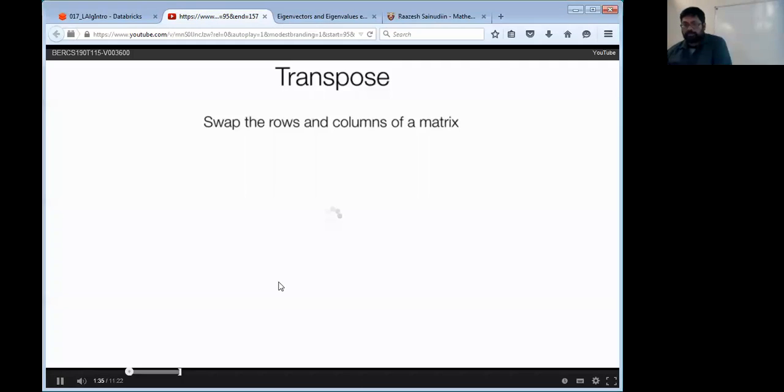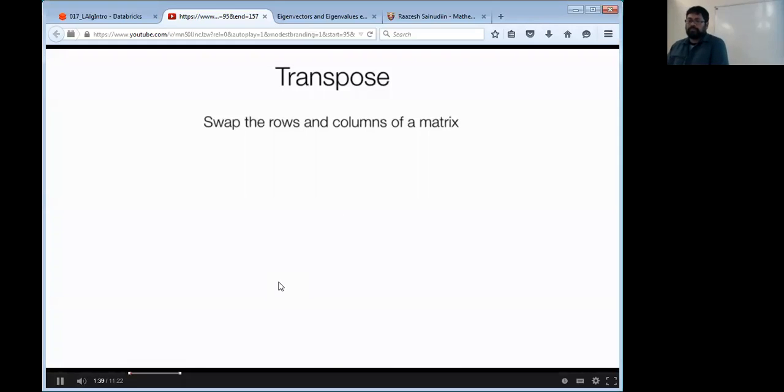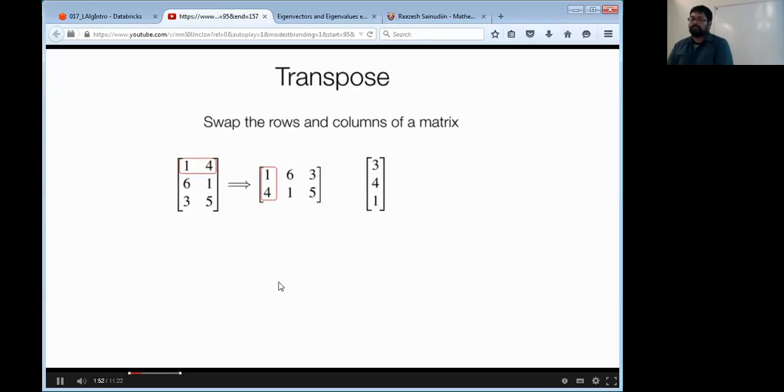Next, let's talk about the transpose operation. In the transpose, we swap the rows and columns of the matrix. So for instance, imagine this input matrix here. Its transpose looks as follows. As you can see, the first row on the left, 1, 4, becomes the first column of the matrix on the right. We can do something similar in the context of vectors as well.